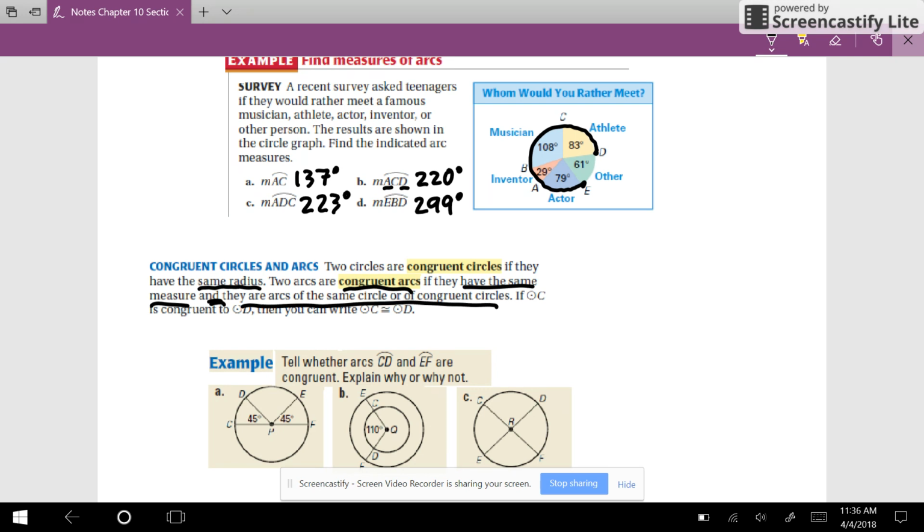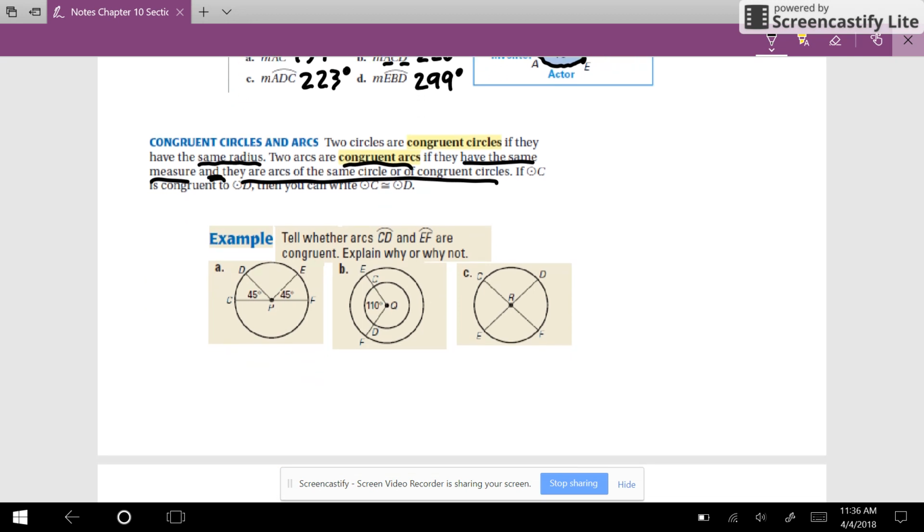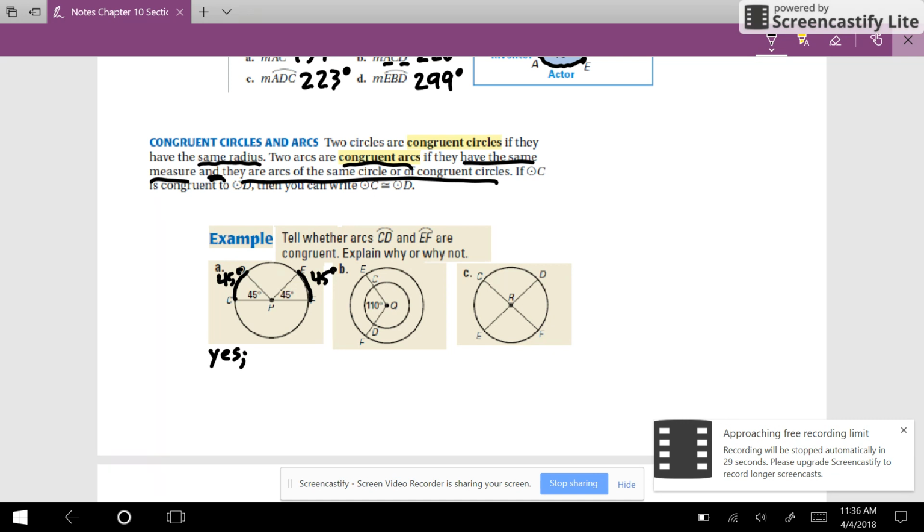So if we look at these pictures down below, and you look at A, they're asking us about arc CD. So right here, we see that arc CD would have a 45-degree measure because the central angle is 45. And then they ask us about EF. Well, that has a central angle of 45, so it's a 45-degree arc as well. The 2 arcs do have the same measure. They're both 45, and they're on the same circle. So we would say that, yes, they are congruent. It tells us to explain. We just say same measure and circle.